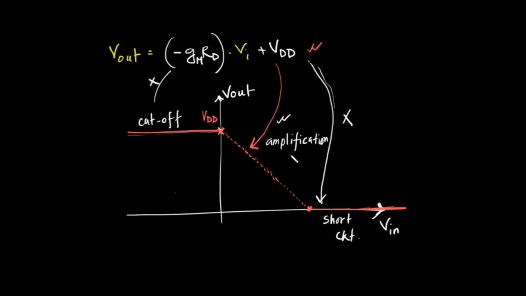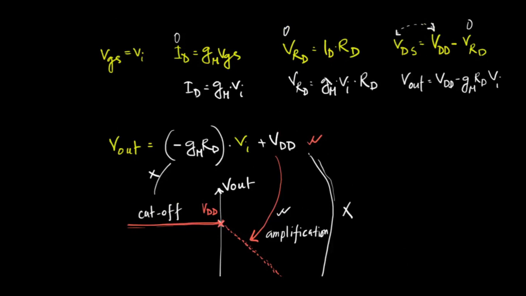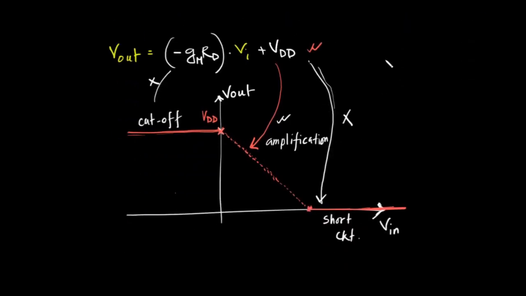Okay, so this is very similar to the BJT. So what is our amplifier voltage gain in this case? Well, we can see what is the coefficient of VI. The coefficient of VI will be the amplifier voltage gain. In this case, this is minus GMRD. So in this case, we also see that the amplifier voltage gain is negative. Therefore, this is an inverting amplifier.